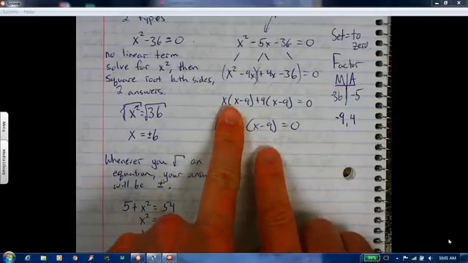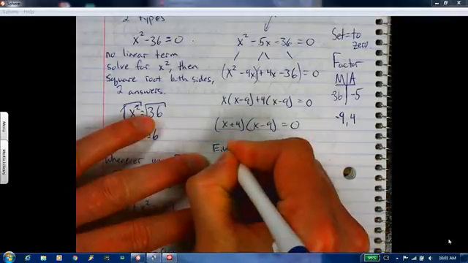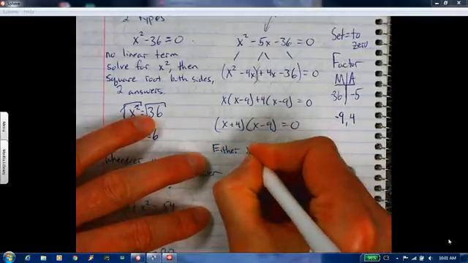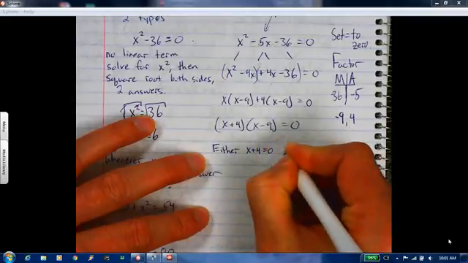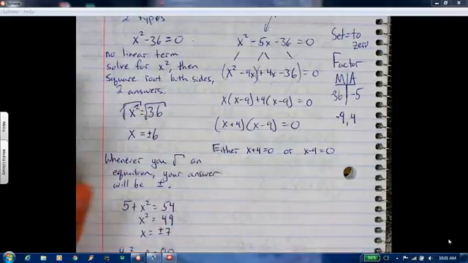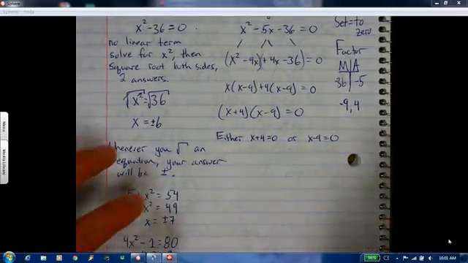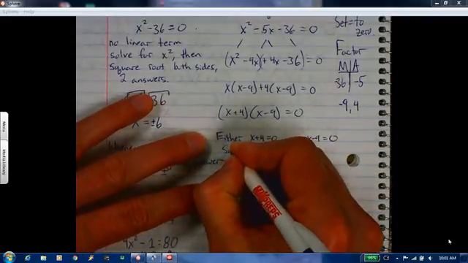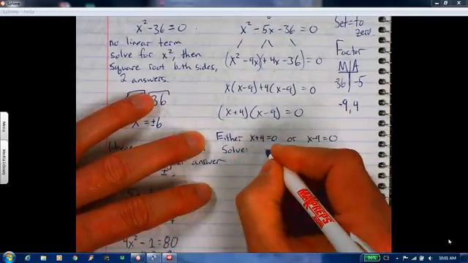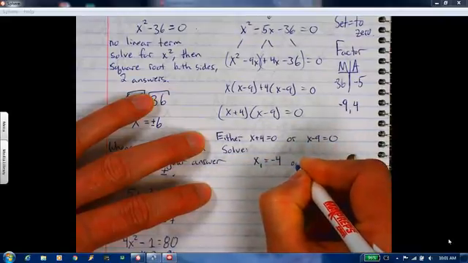9. So how we work this out, if you like writing the steps down: either x plus 4 equals 0 or x minus 9 equals 0. And then we solve each of those. So we get x1 could be -4 or x2 could be +9. Those are your solutions.